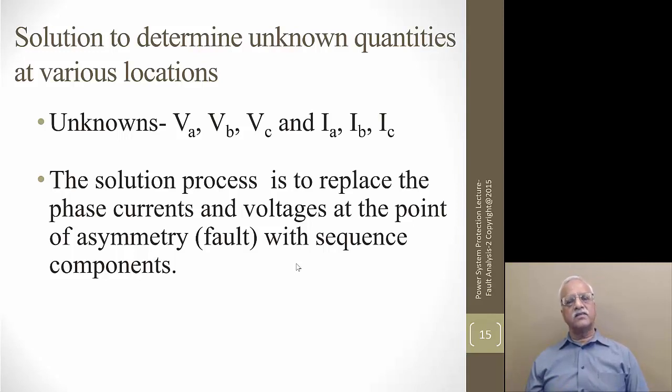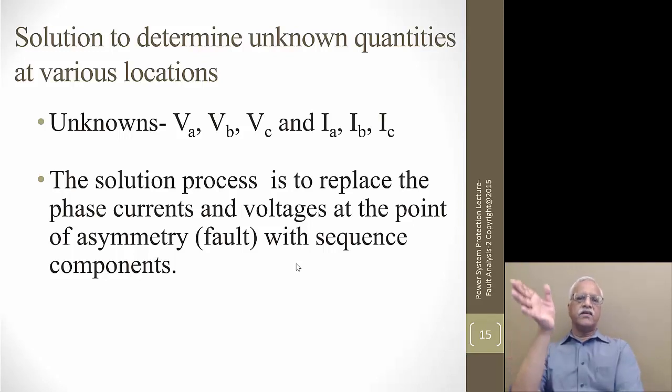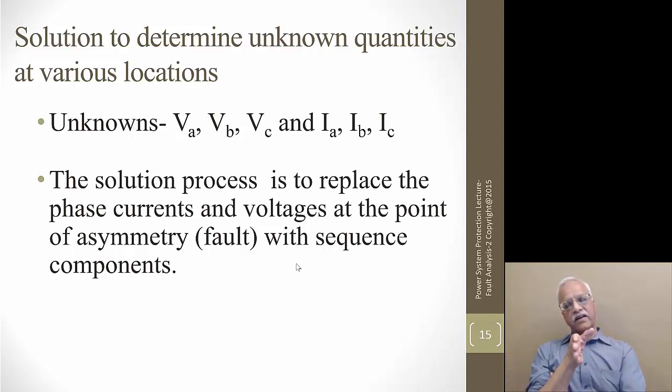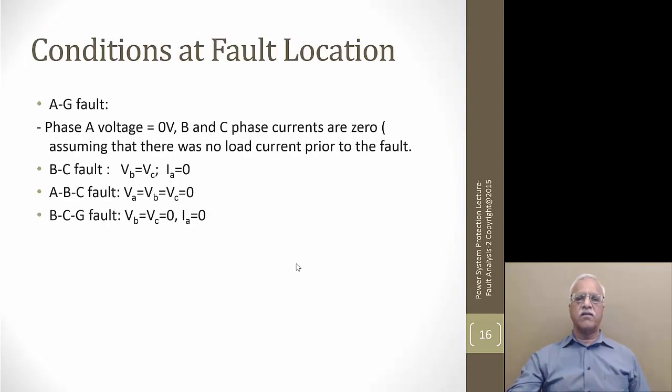In the solution process, what we use now is, you replace the phase currents and voltages at the point of asymmetry where the fault occurs. We calculate the relationship between the voltages and currents at the fault point. We call that a boundary condition, and then we convert them to sequence components and use it backwards to go back to various points and then convert it back to the phase components.